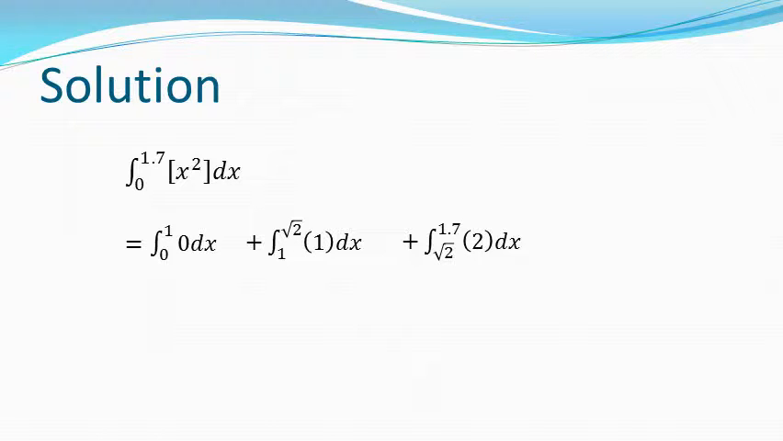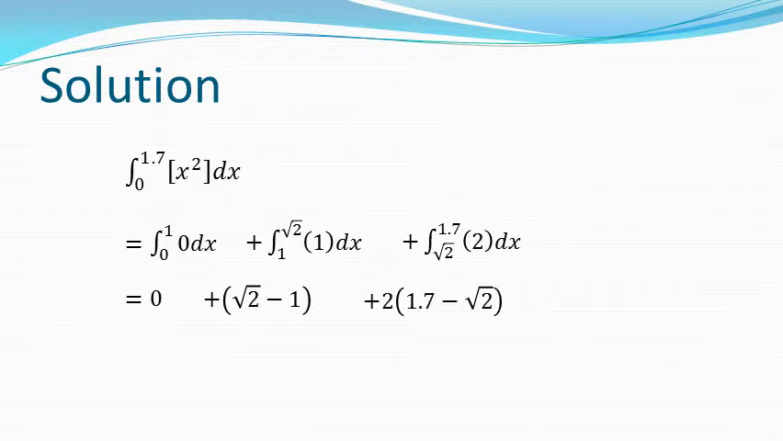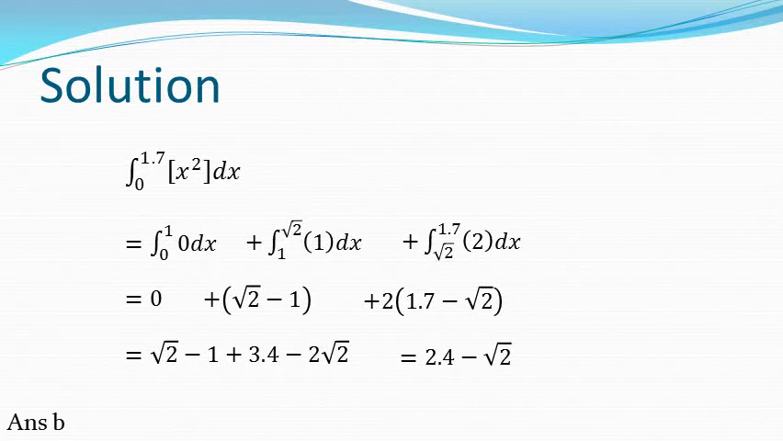Now we can evaluate each of these and get the answer. So the first one is 0, the second one is root 2 minus 1, and the third one is 2 times 1.7 minus the square root of 2, which can be written down like this and simplified to give 2.4 minus the square root of 2. So the correct answer is option B.